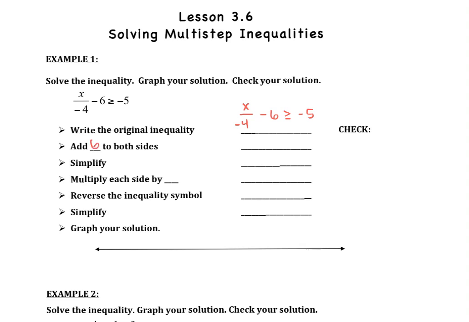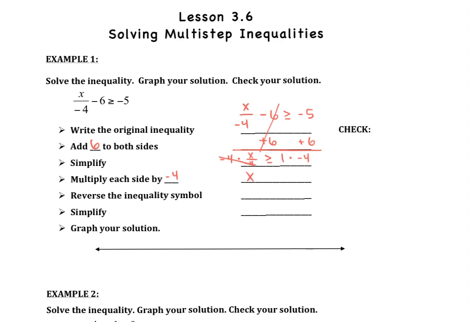So the first thing I'm going to do is add 6 to both sides. And just like with an equation, whatever you do to one side, you have to do to the other side. So I have x over negative 4, and then that canceled, which is good, is greater than or equal to 1, because negative 5 plus 6 is 1. All right, now I have x divided by negative 4. So the inverse of division is multiplication, so I'm going to multiply each side by negative 4. All right, so those negative 4s cancel, which gives me x.